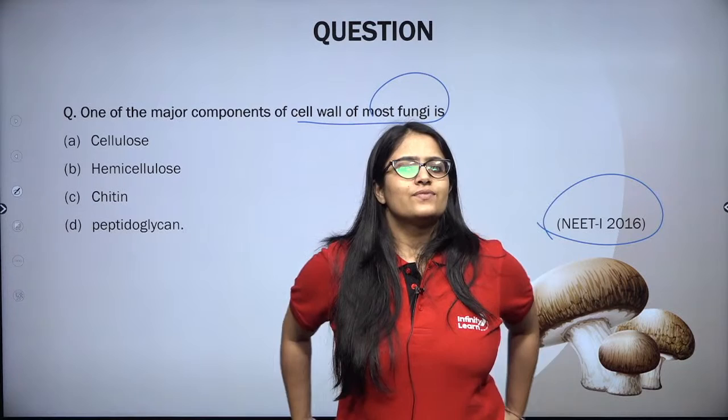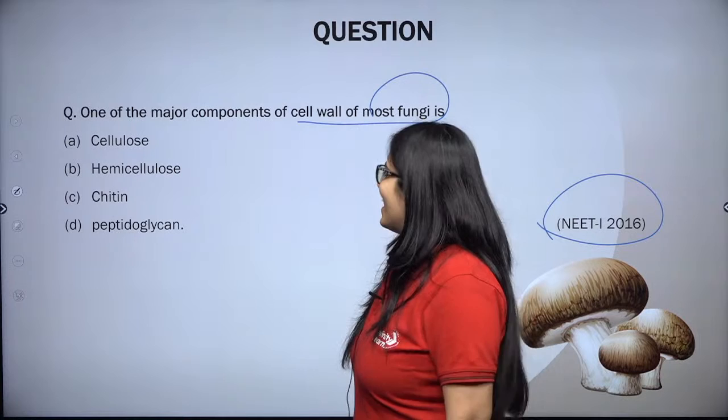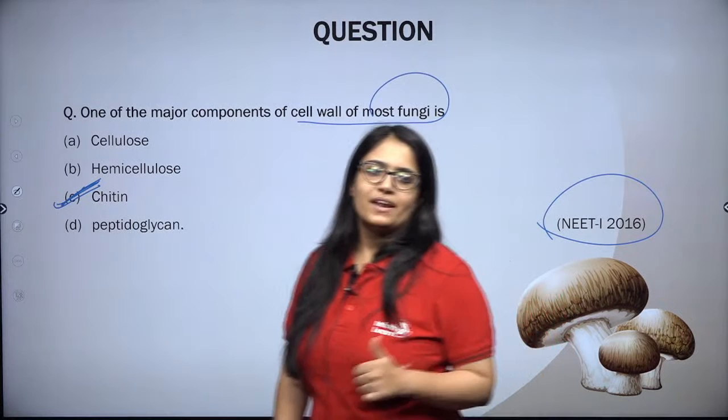Everybody, Uncle is saying C. Okay, Uncle, I got it. So, the answer is C, chitin. Excellent, everybody. Excellent. But I'm not getting any replies from Yashwant.